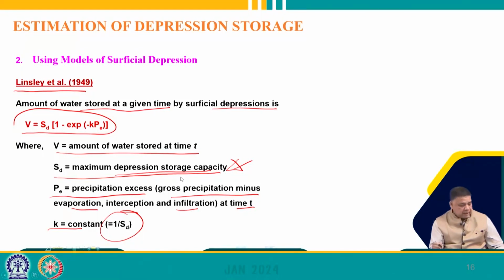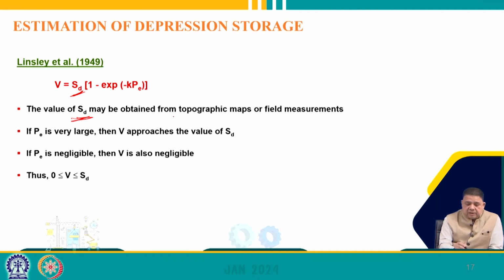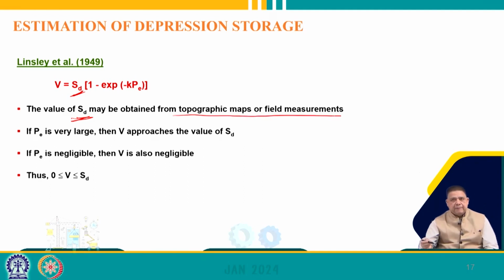That means we have to find out the size and shape of storage, and it can be obtained from topographic maps or field measurements. So, if you have a contour map at a finer scale, or even if you can go and measure the potholes, then we can find out the maximum storage capacity of these depressions.